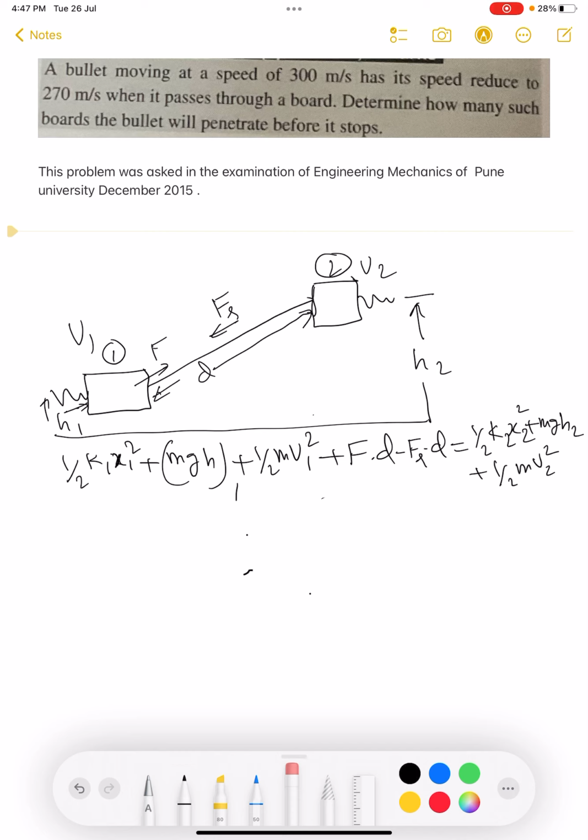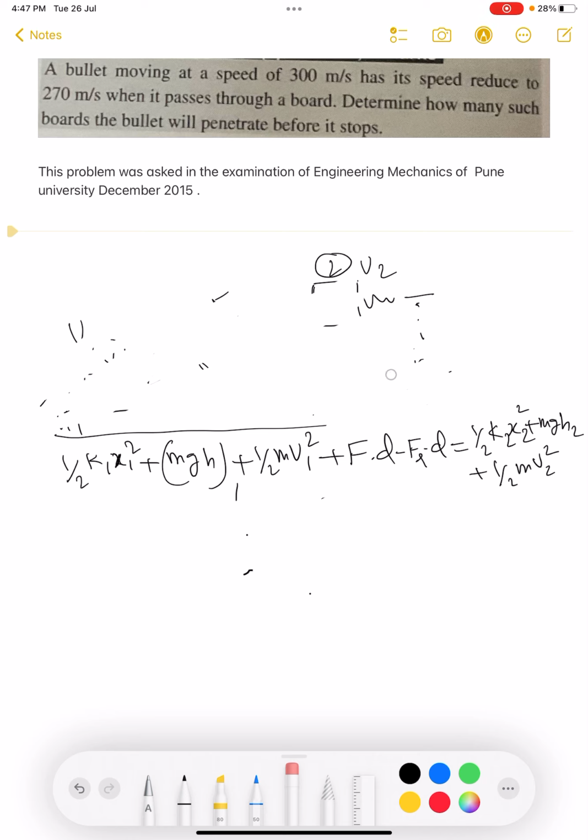Now let's read the problem. I'm removing this diagram, but I'll retain the equation. This is the most general expression of the law of conservation of energy, or you can say the work energy principle. This equation we are going to use in any problem. Now look at this problem.